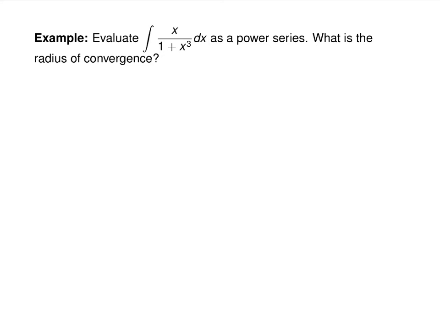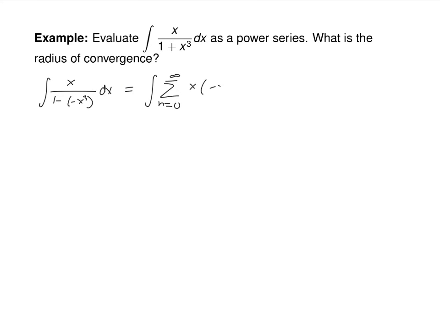All right, let's just first find some integrals, and then we'll use them to do some approximations. So evaluate this as a power series and find the radius of convergence. So first, let's express this as x over 1 minus negative x cubed. And that can be thought of as a geometric series with our a is x and our r is negative x cubed.